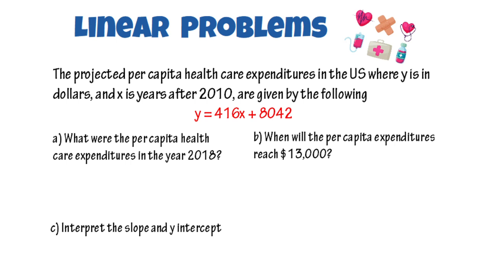Okay, so per capita means like per population, per person. So X is the number of years after 2010, so keep that in mind. The next one says, what were the per capita healthcare expenditures in the year 2018? Well, 2018 would be 8 years after 2010, so X must be 8. All you got to do is plug in 8 for the X.